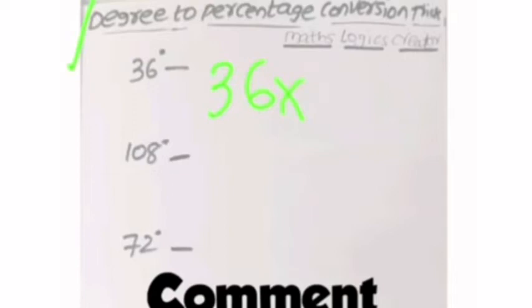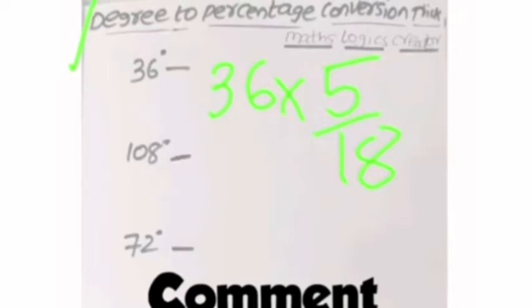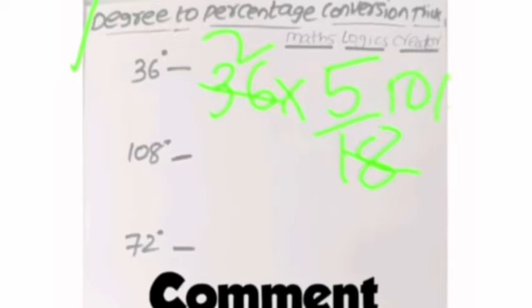Degree to percentage conversion trick. If you want to convert degree to percentage, just multiply that degree by 5 by 18. So 36 degrees is equal to 10%.